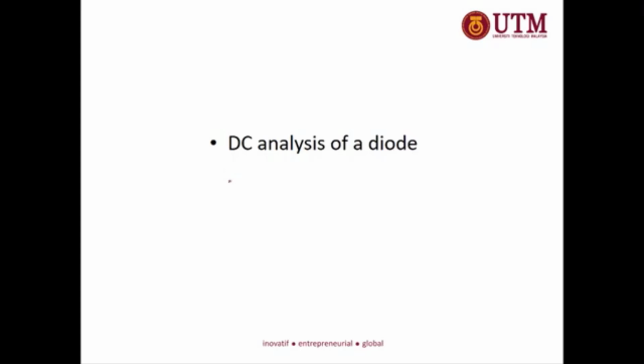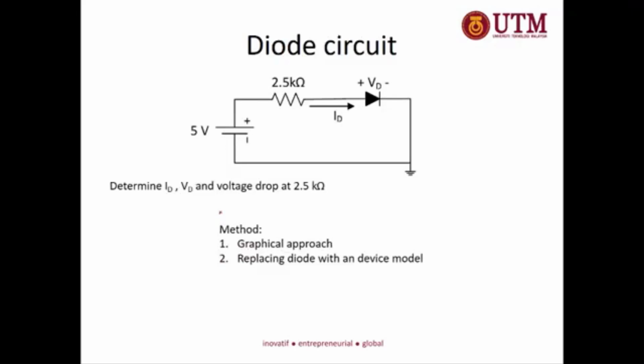Okay, in this part, we will discuss the DC analysis of a diode circuit. Let's consider a very simple diode circuit consisting of a 5 volt DC source, maybe a battery, connected in series with a resistor with a value of 2.5 kilo ohm, and then in series with a diode.